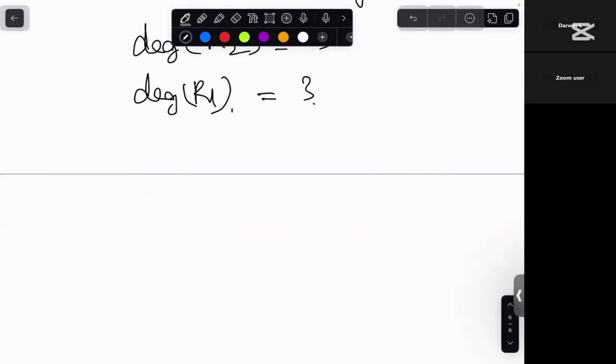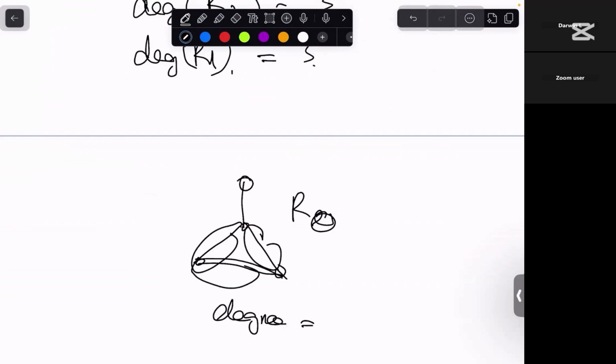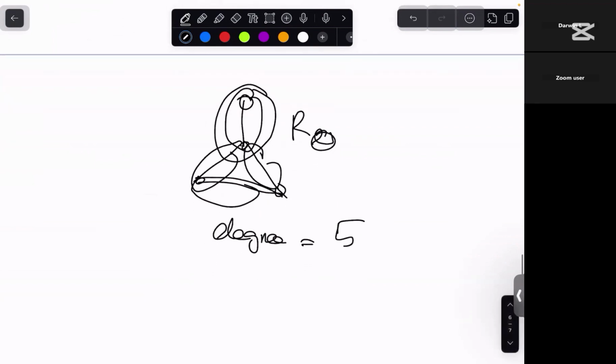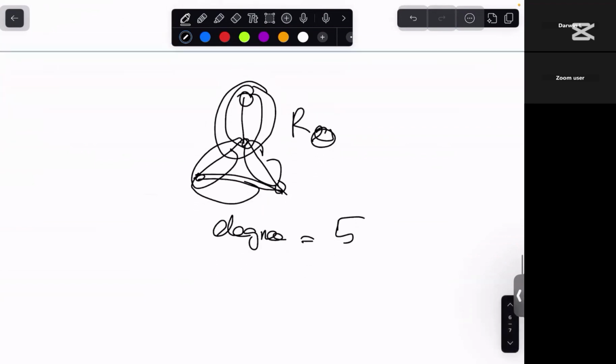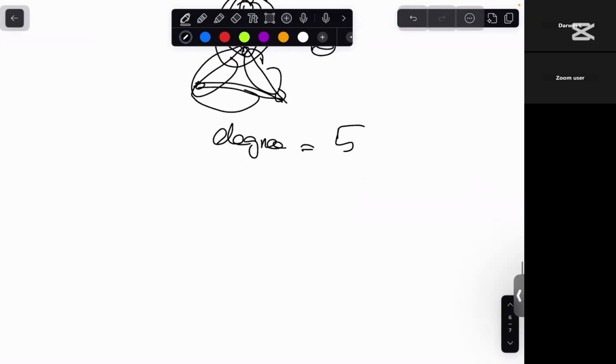Then there's an edge case. The region outside is called R0 and will have a degree of 1, 2, 3, 4, and 5. As you see, there's an edge that is double counted, and that's just the edge case. So that's all the definitions you need to understand about planar graphs.